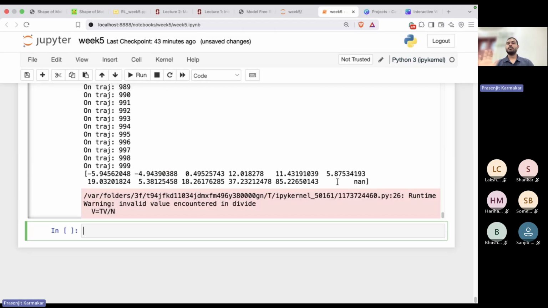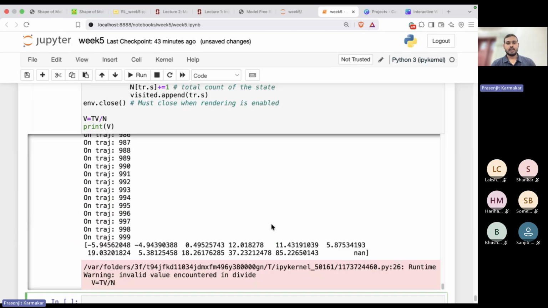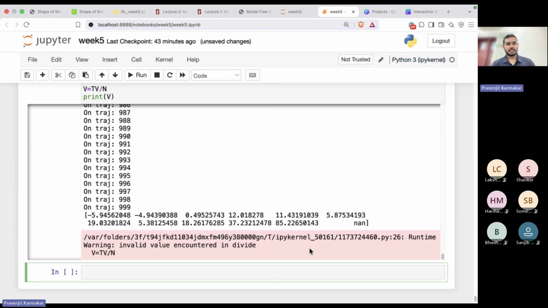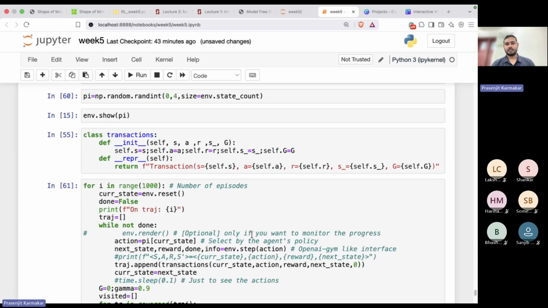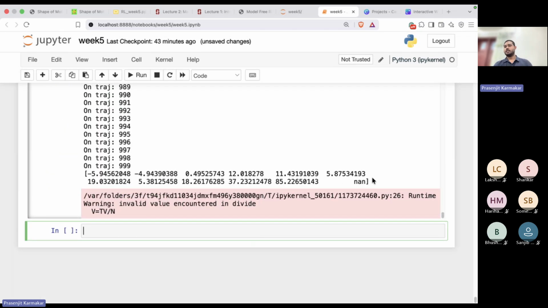No, that's some state in the environment which is not visited during this policy also. And what is that state? That's the last state, right? Oh yes, the last state would not be visited, obviously. That's actually okay. So the last state policy would be 0, right?